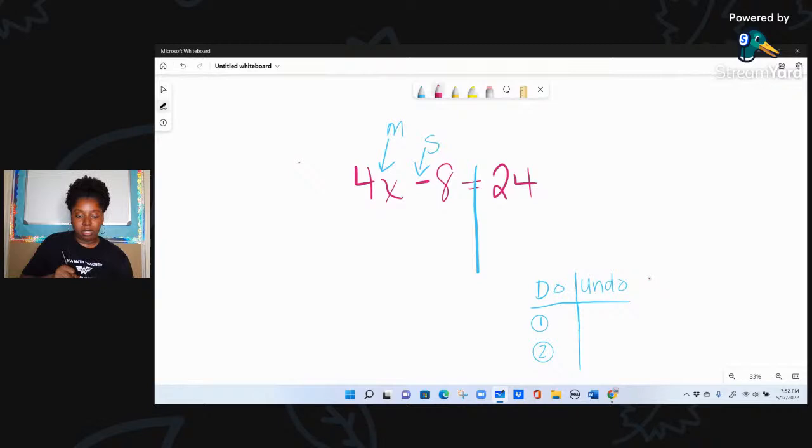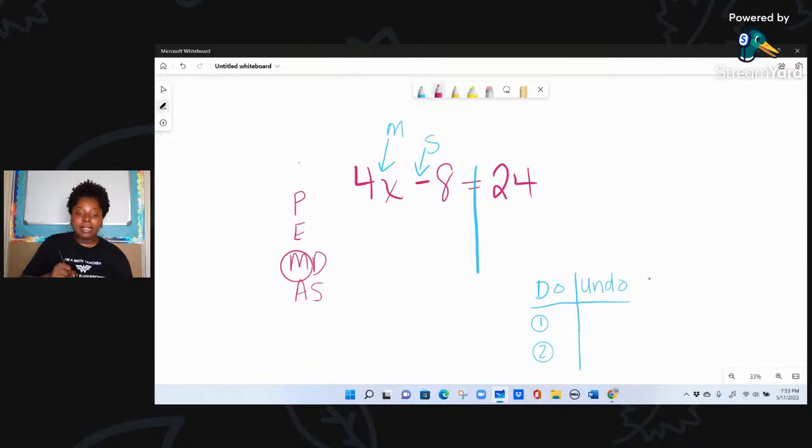Let me see, can y'all see that? Okay, so think PEMDAS, right? Parentheses, exponents, multiplication, division, and addition and subtraction. Oh, you can't see that. Just kidding. Okay, so multiplication will actually come first and then subtraction.